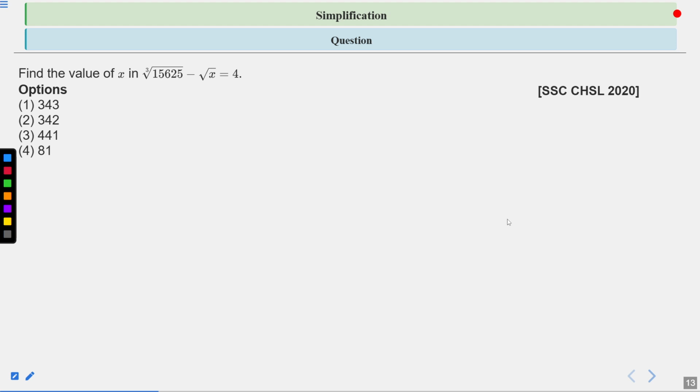Find the value of x in cube root of 15,625 minus square root of x equals 4. And this question was asked in the SSC CHSL exam in 2020. So there are 4 options. First one is 343, second is 342, third one is 441, and fourth one is 81. Now you have 10 seconds to solve this question. Your time starts now.